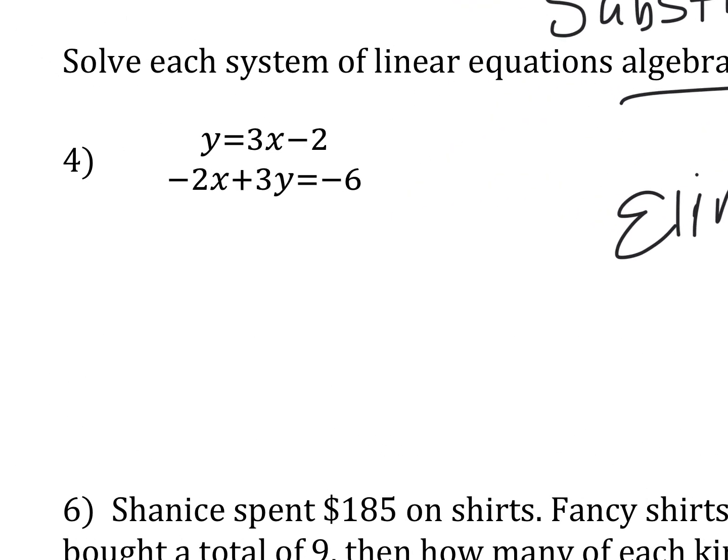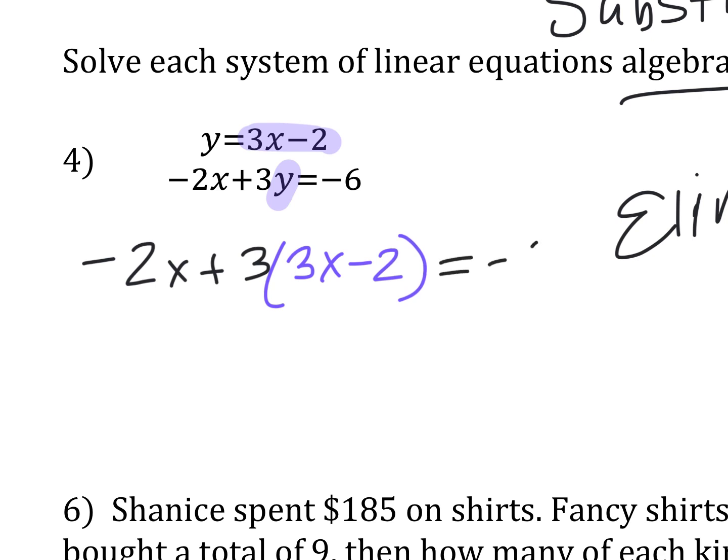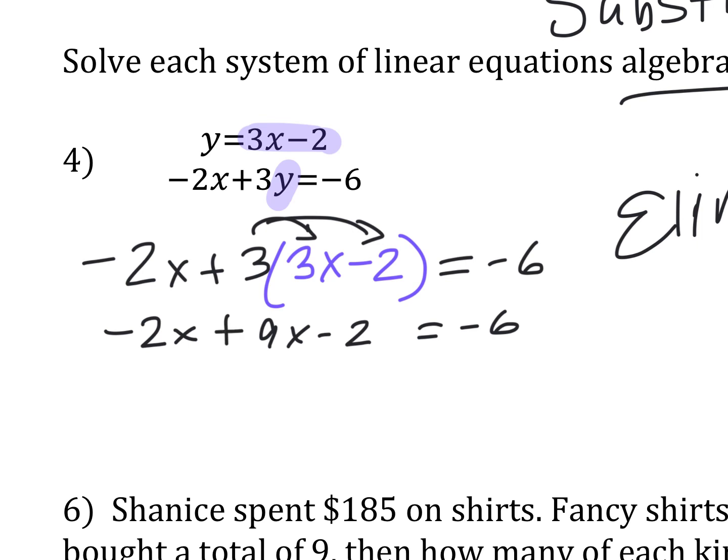So over here, since the y is isolated and the y is equal to 3x minus 2, I'm going to take this bottom equation and replace the y with, you guessed it, a 3x minus 2. And then I need to distribute. I'm going to bring down the -2x. Since those are on the same side, I'm going to combine them.